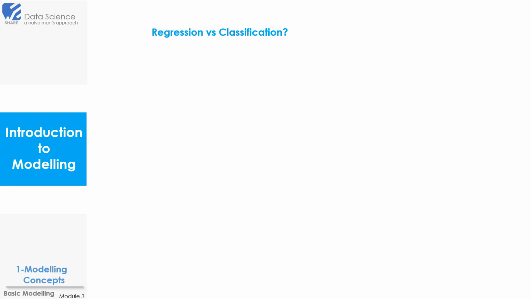So there will be two types of problem that we will come across: regression and classification. In regression, we have y, our dependent variable, which is quantitative, and we regress it onto our independent variable x. Let's say cost of production or sales, etc.